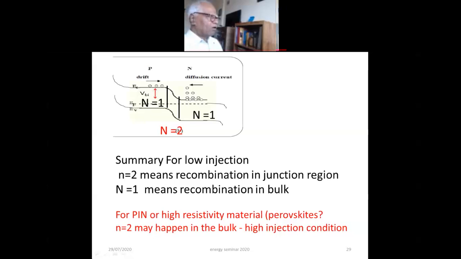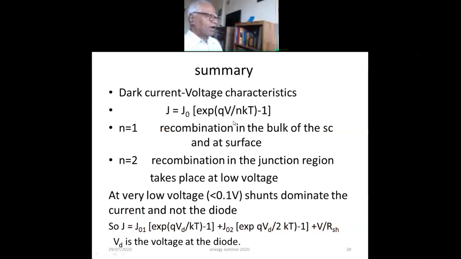Reasonably on time. So J is J naught e to the qV. Whenever you have a barrier, the current will be in this form, and all the physics is in J naught. For selective contacts, J naught is the number of recombination events that actually take place. At low voltage, shunts can dominate the current and not the diode, so most of the current goes through the shunt. There's no physics of the diode in that. And this is the general equation for a current-voltage relation for a diode.